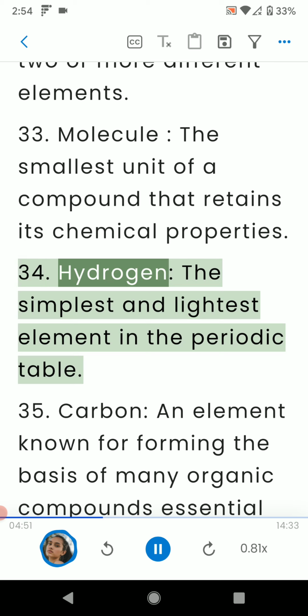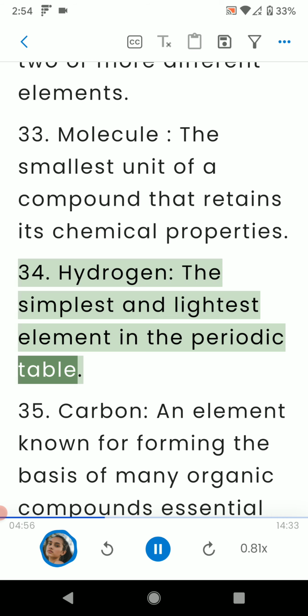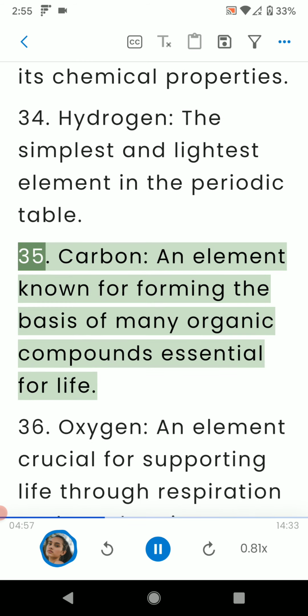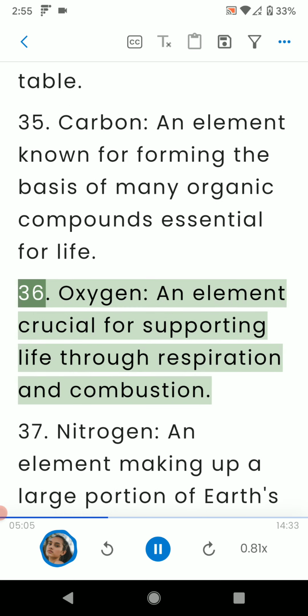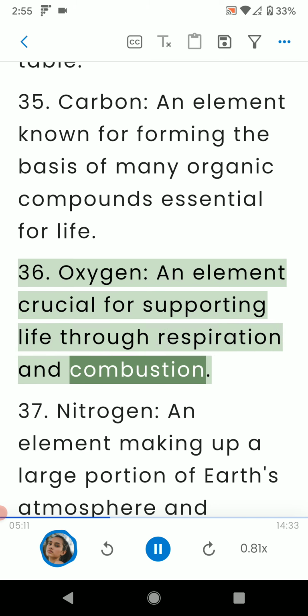34. Hydrogen, the simplest and lightest element in the periodic table. 35. Carbon, an element known for forming the basis of many organic compounds essential for life. 36. Oxygen, an element crucial for supporting life through respiration and combustion.